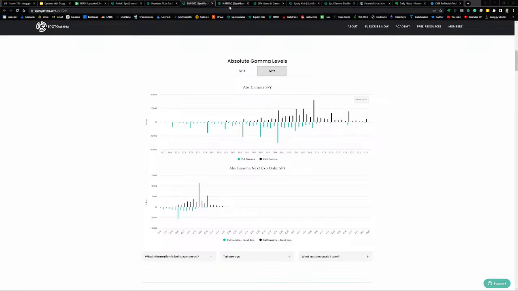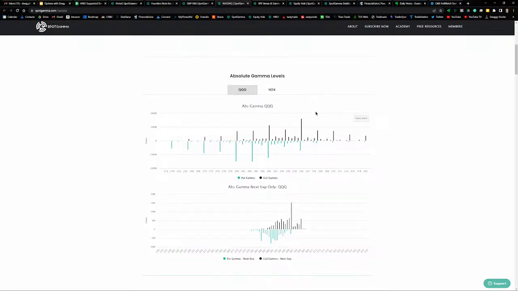Let's take a look at the NASDAQ charts. So this is for QQQ. Here's the 280 put wall. The 290 key gamma strike. And then the 300 call wall.